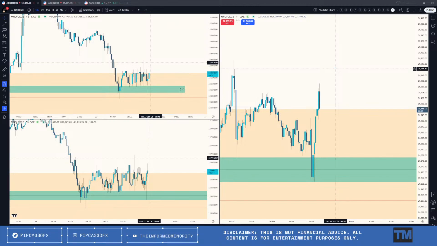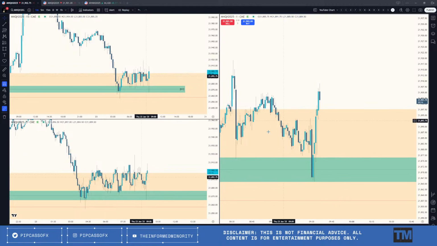But now they seem to all be moving in sync. We have Dow trading higher, ES trading higher, and NQ is trying to make a push higher. So we'll kind of see if that's what we're getting.